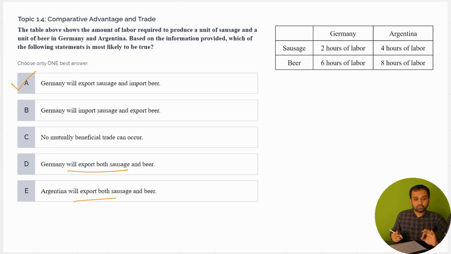So therefore, a country exporting both of an item, like both sausages and both beer in this scenario, is something that can never happen. So this would be impossible. And you will always have a mutually beneficial trade being a possibility whenever you find that countries have comparative advantages in different things. So therefore, this can also be ruled out. So that tells us how to find the answer to this kind of question.